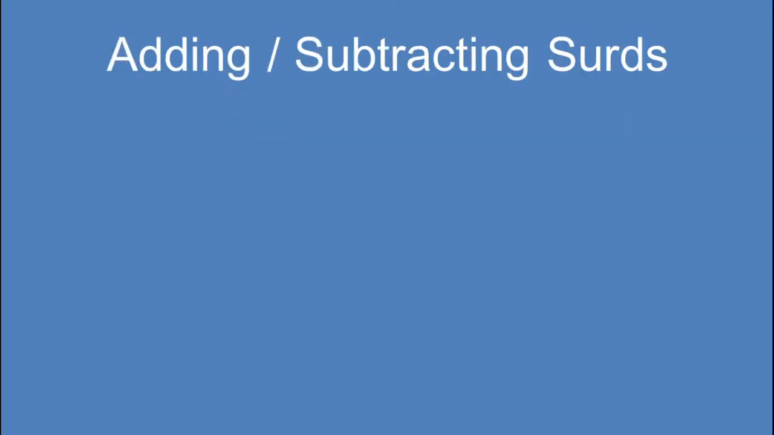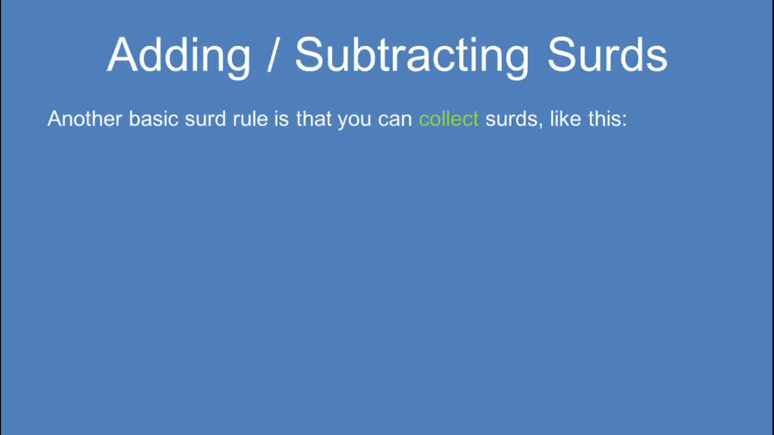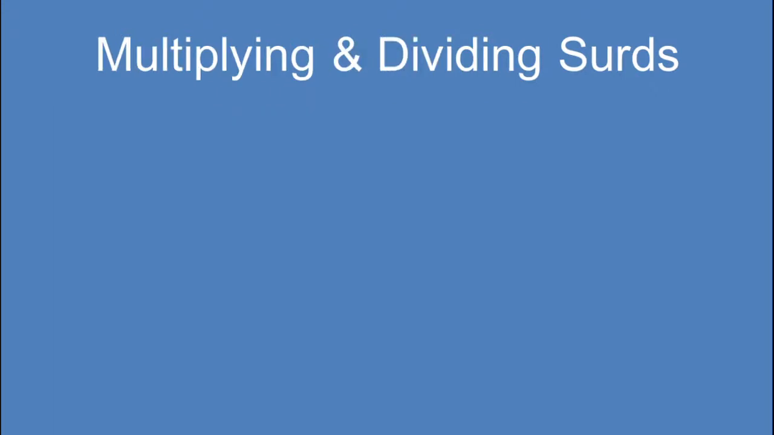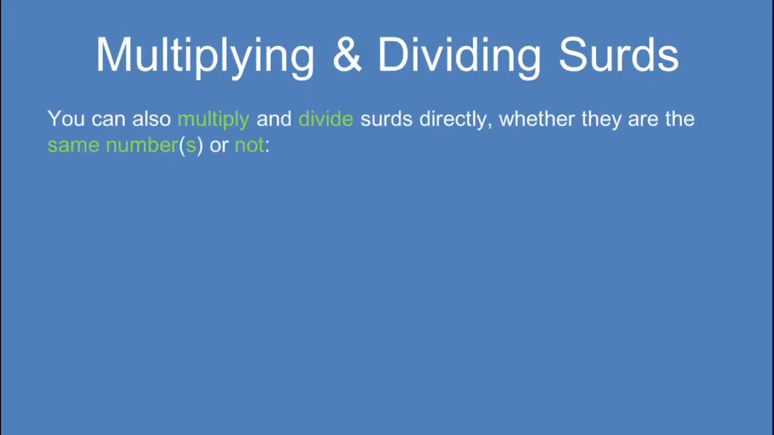Another surd rule is that you can collect them, like this. In this case, 3 root 7 means 3 times the square root of 7. Collecting surds is just like algebra. Remember that you can only add surds of the same number. You can also multiply and divide surds directly, even if they aren't the same number. Here are 4 examples, down below.